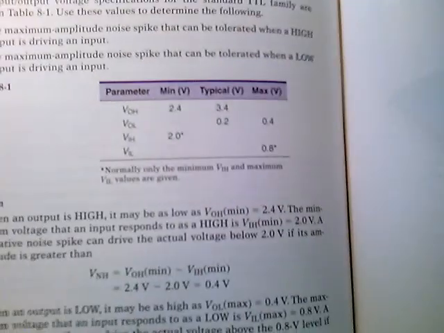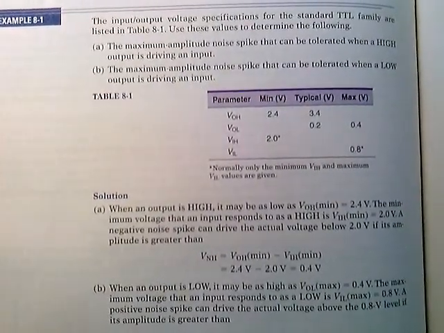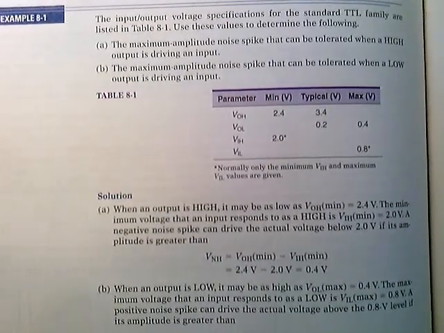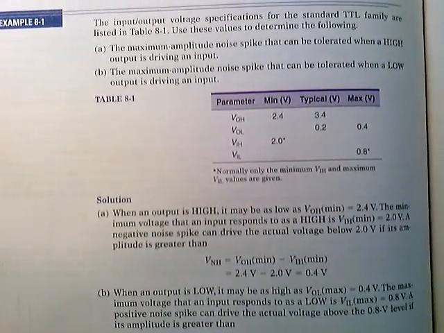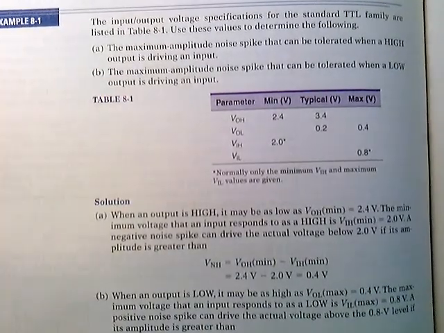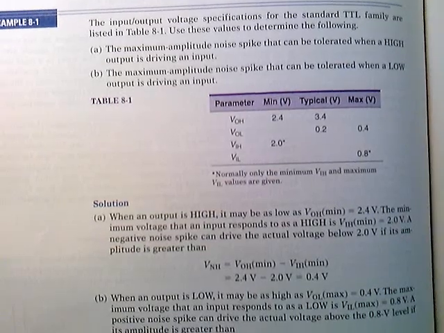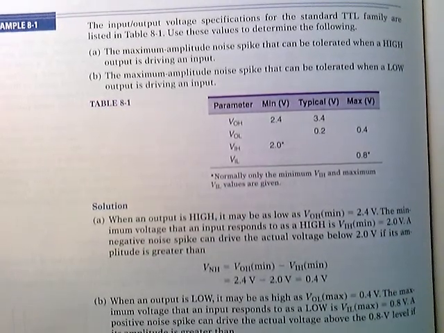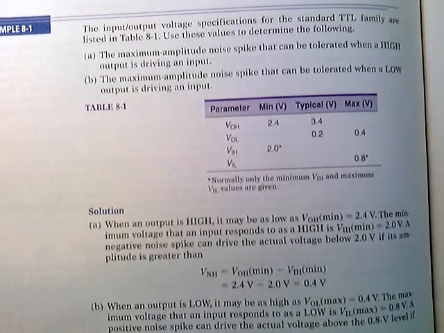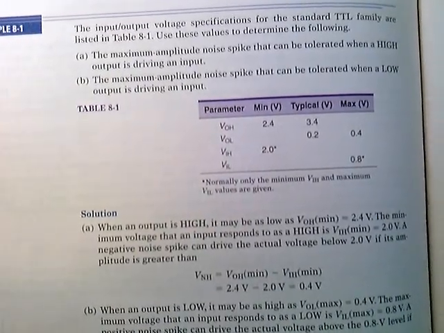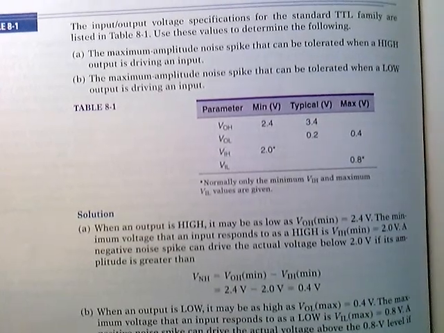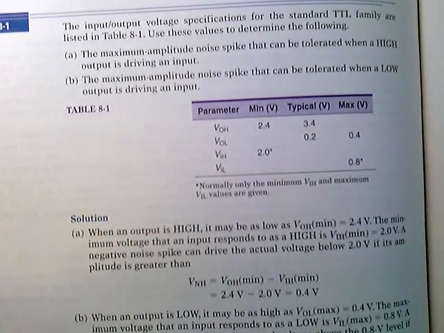In your textbook, I'd like you to take a look. There's an example 8.1. This is the example. You can locate it. It says the input-output voltage specifications for the standard TTL family are listed in table 8.1. Use these values to determine the following. You want to find the maximum amplitude noise spike that can be tolerated when a high output is driving an input, and then the maximum amplitude noise spike that can be tolerated when a low output is driving an input.